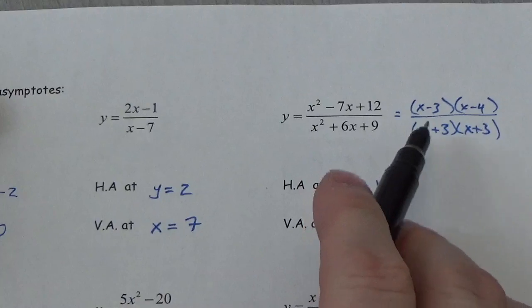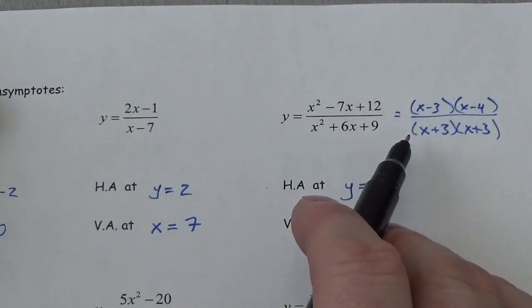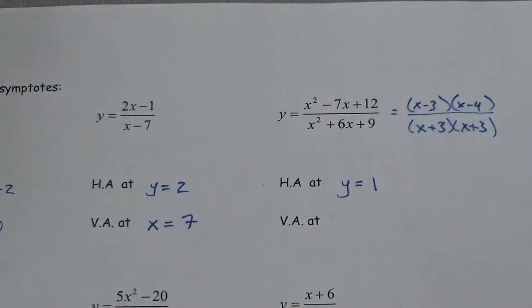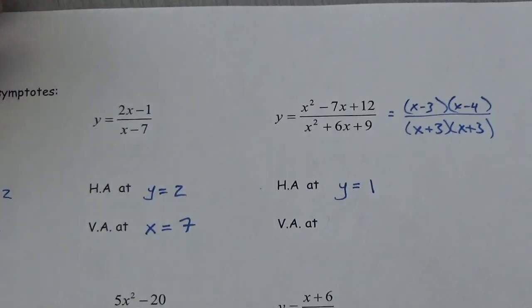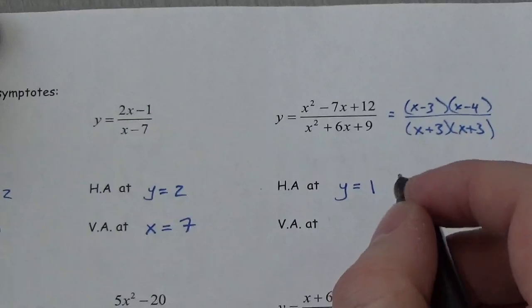Now, the reason why I had to do that is because if I could cancel something out, then I've got to watch out what that means. Now, in this case, nothing canceled out here, but I want you to be aware of that going forward, that you should be factoring both the numerator and denominator when you do this.